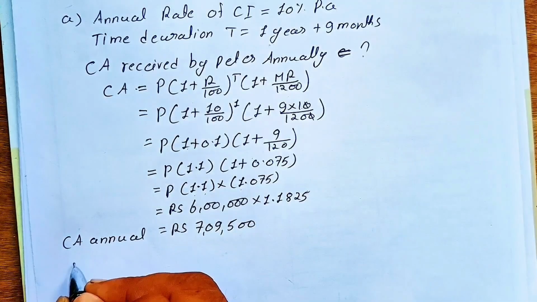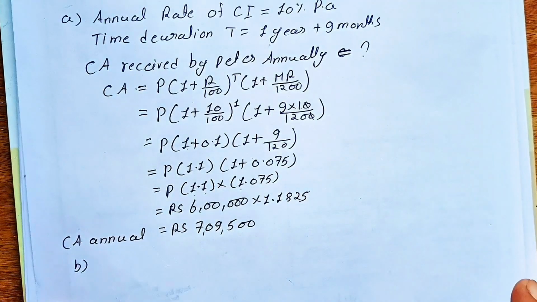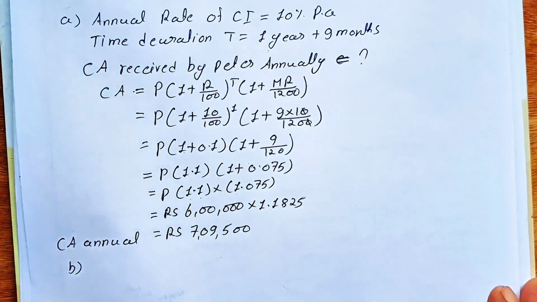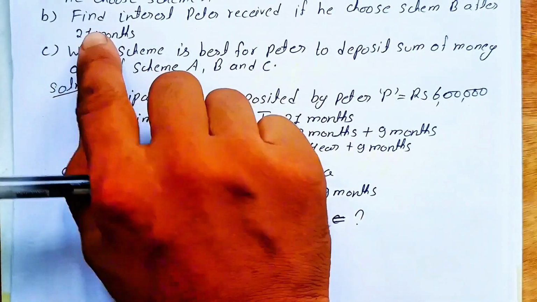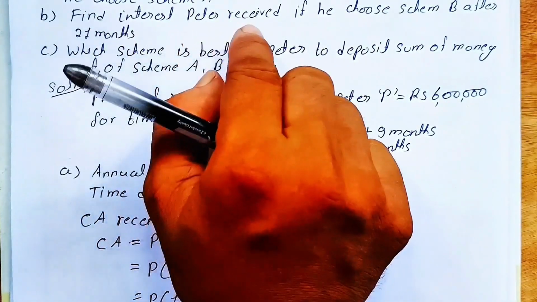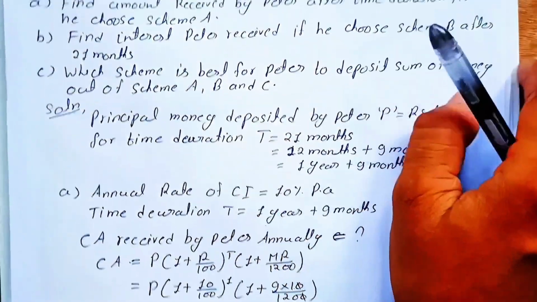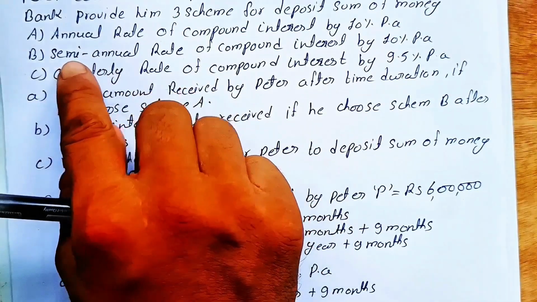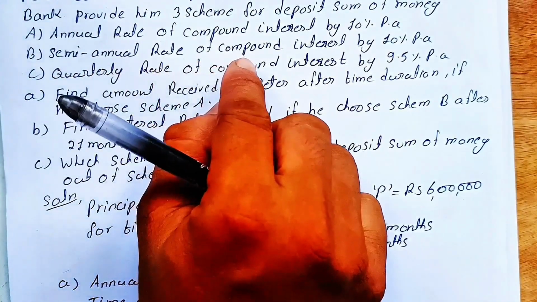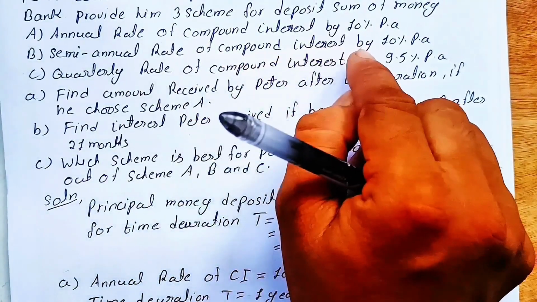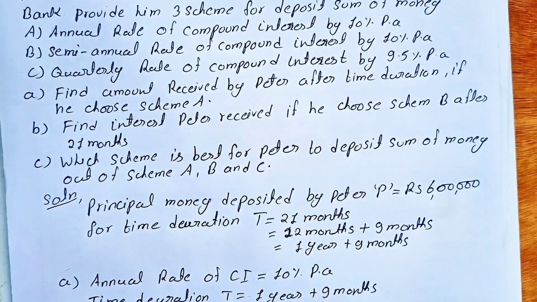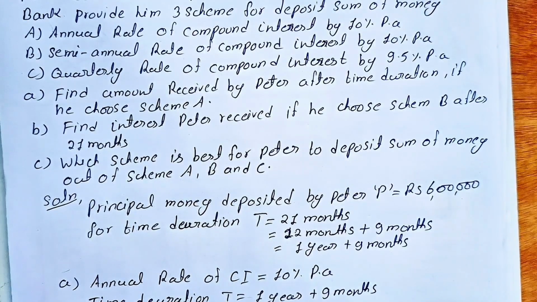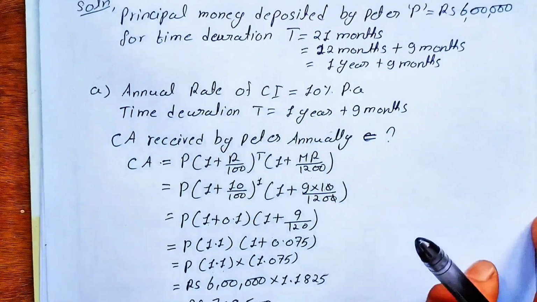Again, in scheme B, what is just in scheme B? In section B, we have to find the interest Peter receives if he chooses scheme B. And what is scheme B? That is the same annual rate of compound interest of 10%. So scheme B is given by the bank, that is the same annual rate of interest, and that is 10%.